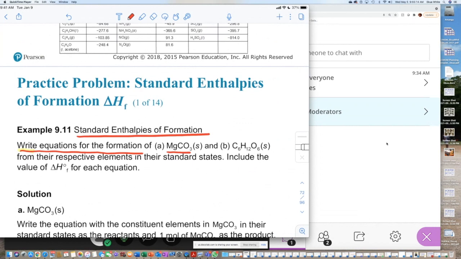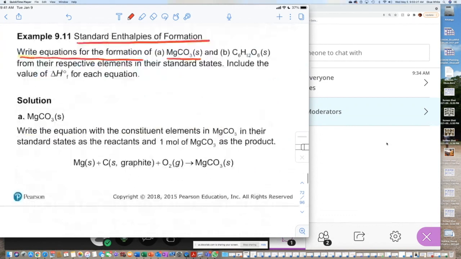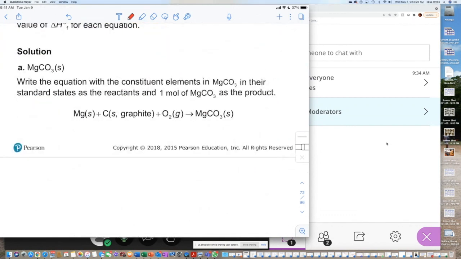We're trying to make the compound magnesium carbonate, which is a solid. We need our ingredients, the elements, and they have to be in standard form. They kind of wrote it for us here, but that's okay, I'm going to work it out over again.